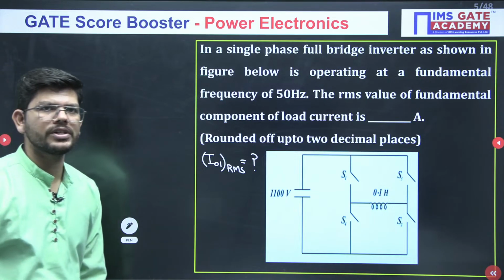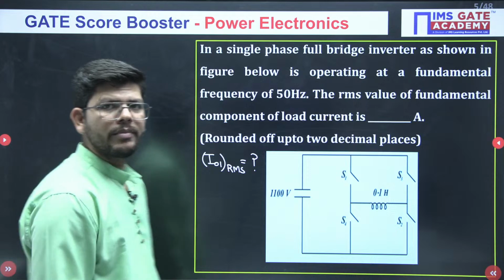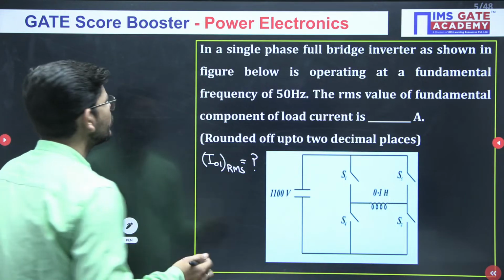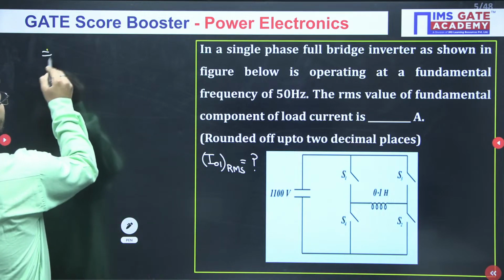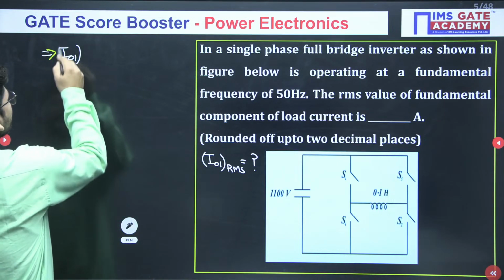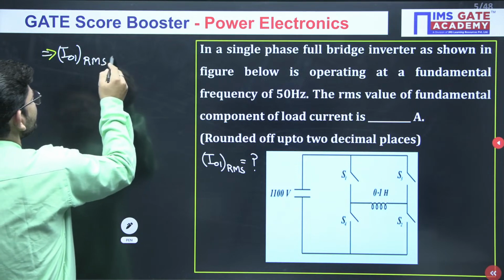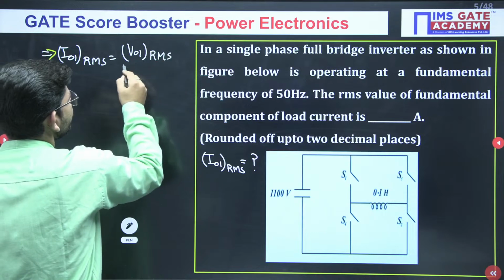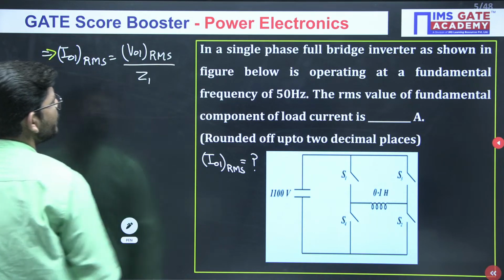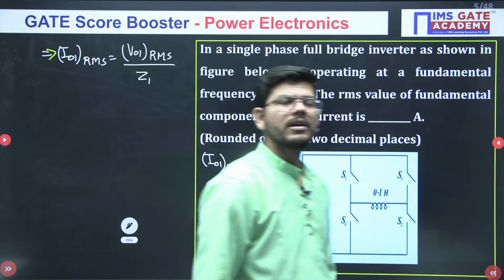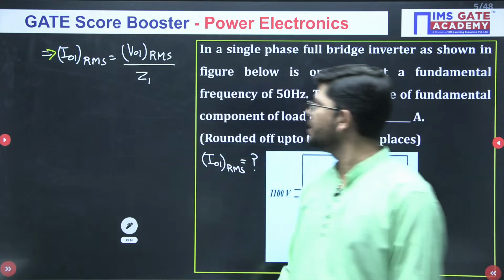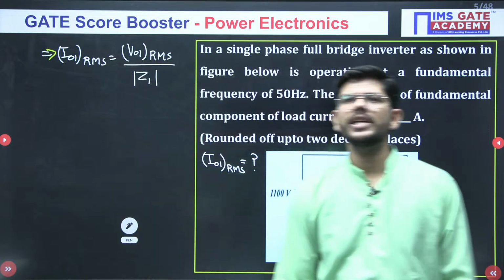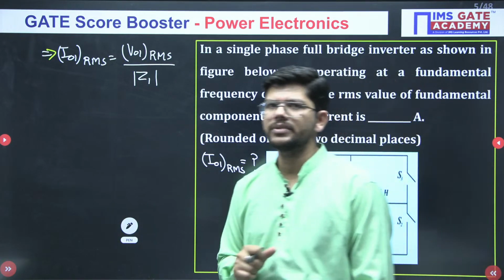So how to approach this question? Those who are not able to solve, just see here. We have to calculate the fundamental RMS current. This will be simply the fundamental RMS voltage divided by the fundamental impedance, isn't it? So we need to calculate the fundamental RMS voltage and the impedance both as well.